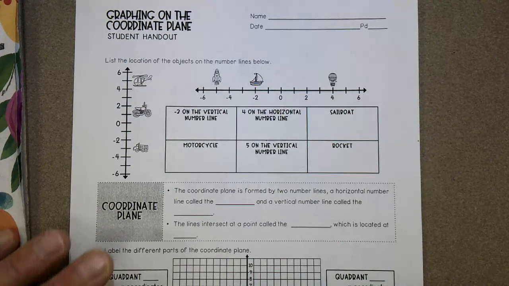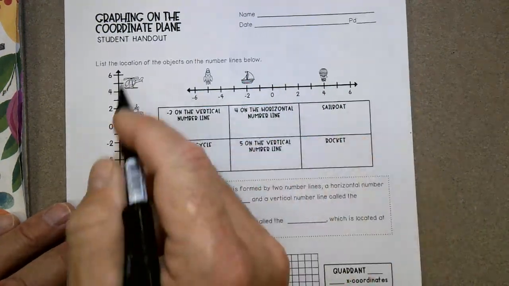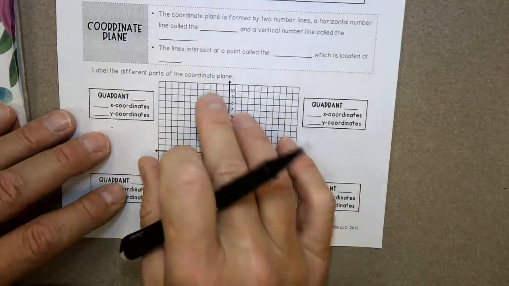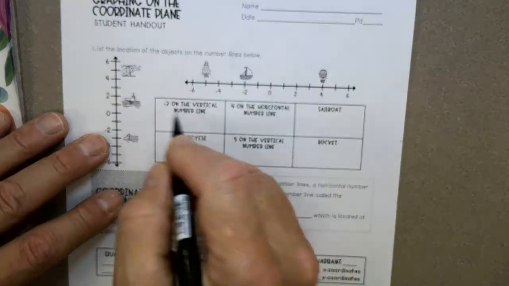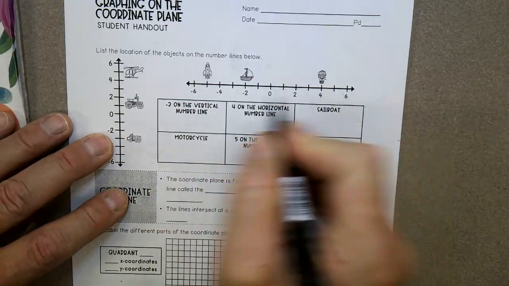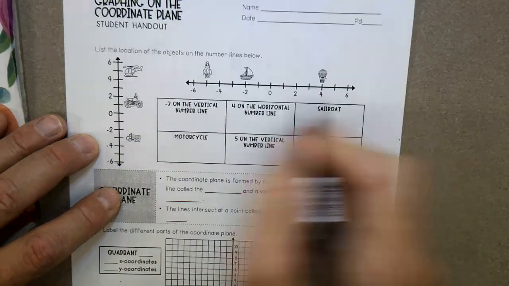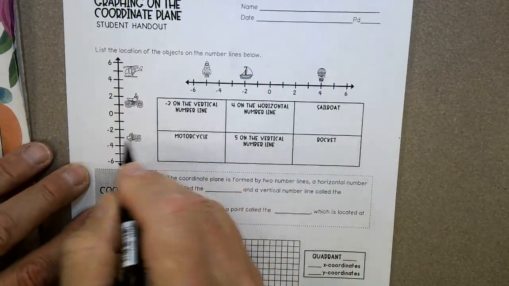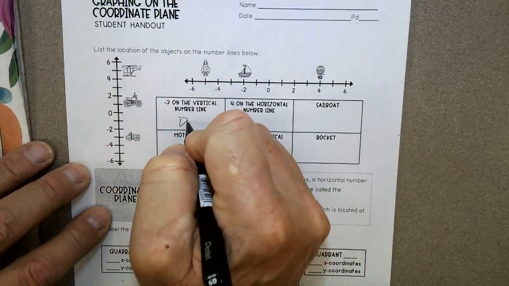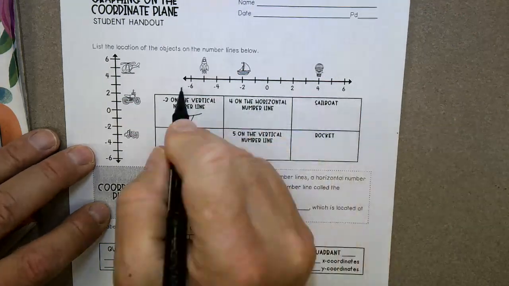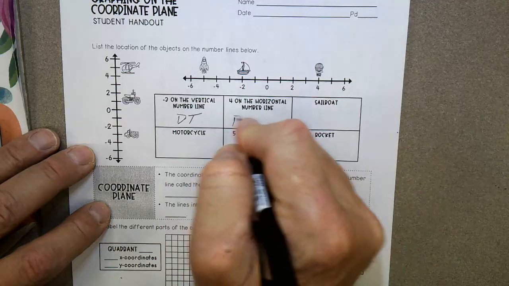So let's get started here. We're going to talk about the coordinate plane, and the coordinate plane is this thing down here. We're going to define all of this stuff in just a minute, but let's go through this real quick. -3 on the vertical line. This is vertical, that is horizontal, right? So number -3 on that is the dump truck, and I'm just going to abbreviate DT. Okay. 4 on the horizontal number line is the balloon.